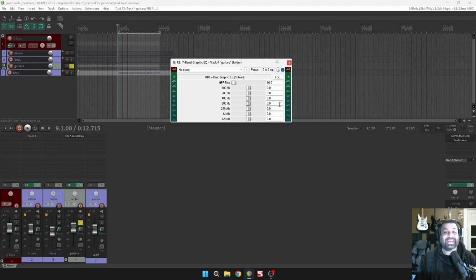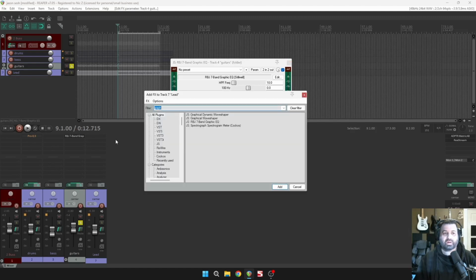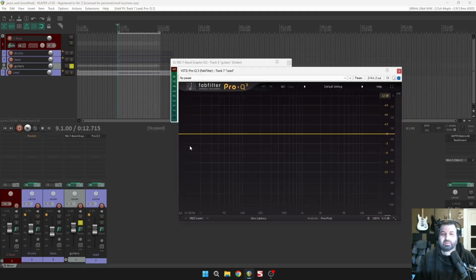And that's it. And a high-pass filter, which is a filter on the bottom that looks like this.